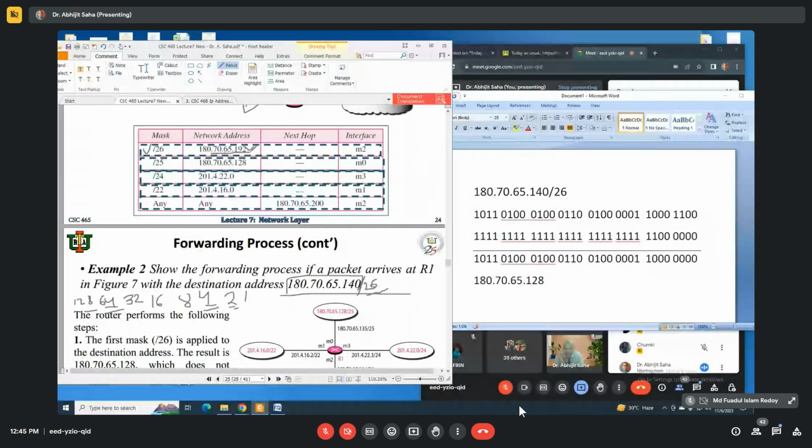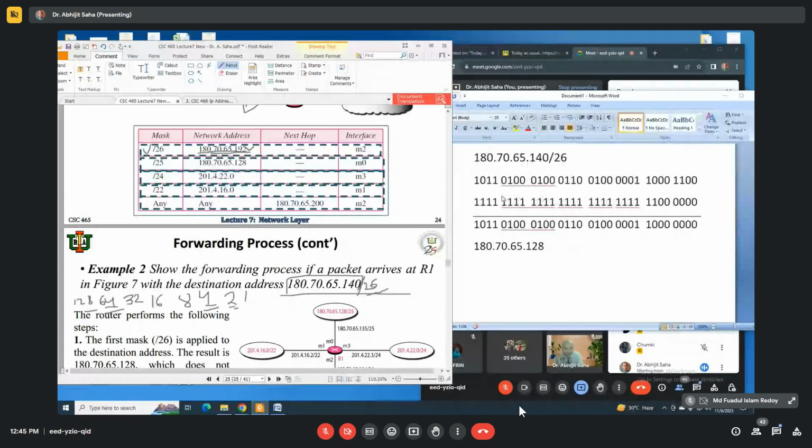Does it match with this network address in the routing table? 180.70.65.192. Does it match? No, sir. That means it is not for this network.